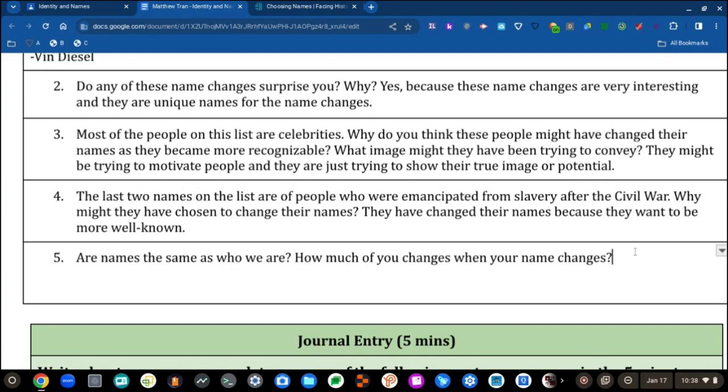All right, last, certainly not least, Maylin. Our name is the same as who we are. I feel that changing your name changes your identity because you then gain memories of the person you were with. Okay. So your name is a big part of your identity, and if you change it, it changes who you are as a person. Interesting. Anybody disagree with that?